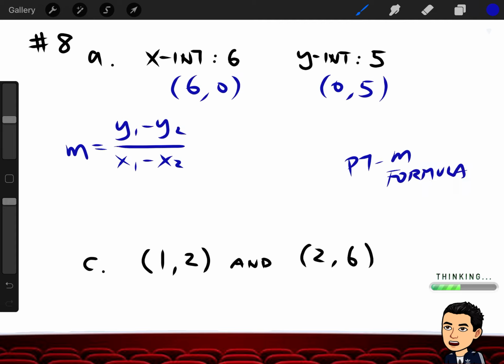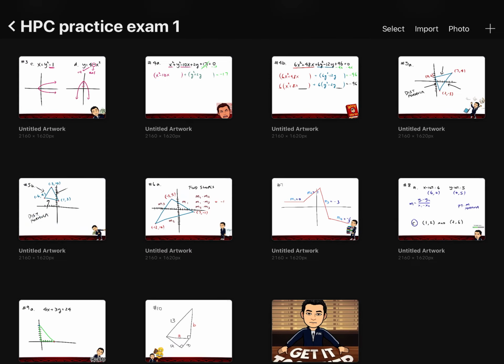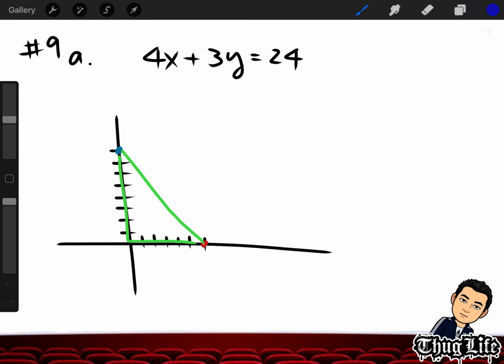You're going to use the point slope formula also for letter C. Letter C is similar to letter A. All right, so let's look at 9A. You're going to have to draw a triangle formed by the line and the axes. So I'll show you guys how to do it. How do I get that?